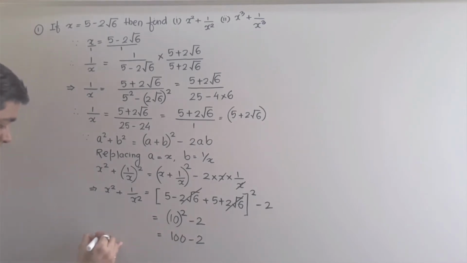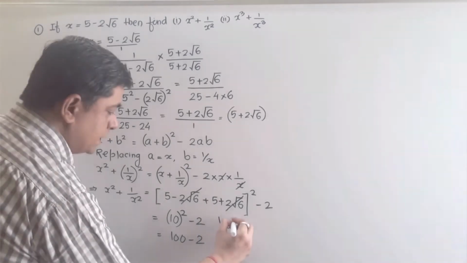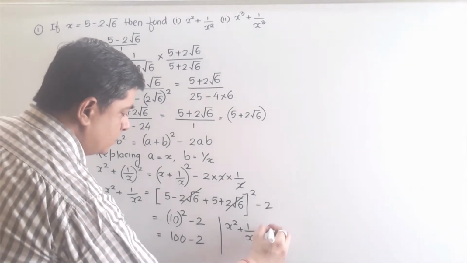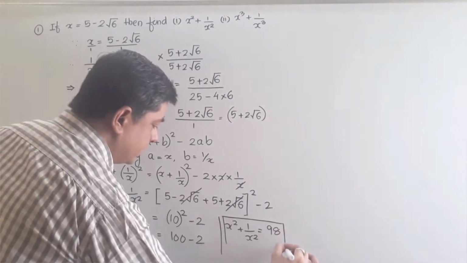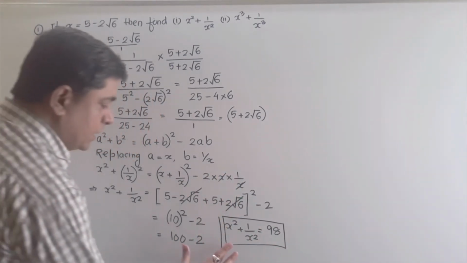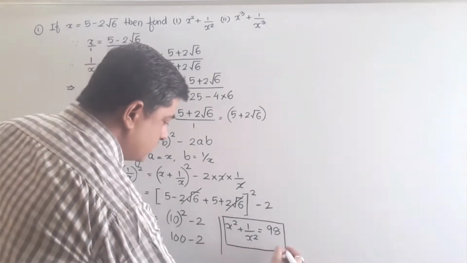So I can say that therefore the value of, I will write down in the side over here, the value of x square plus 1 upon x square is equal to 98. This will be the answer of part number 1. Similarly we can find out the answer of second part also. How we can find out the answer of second part?